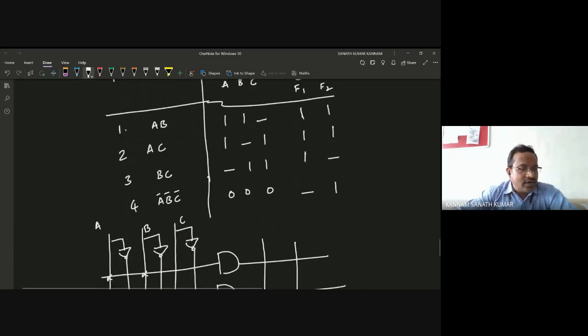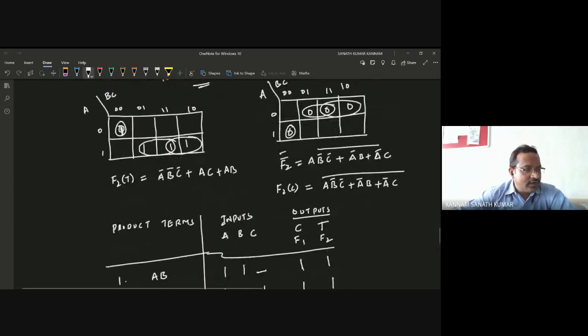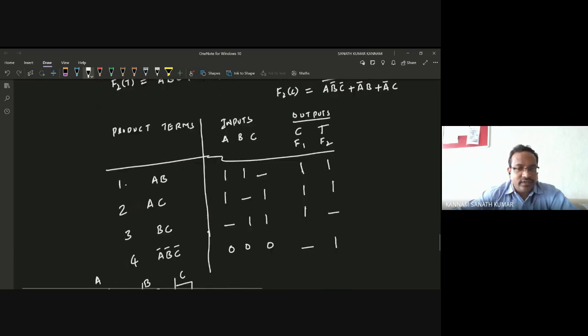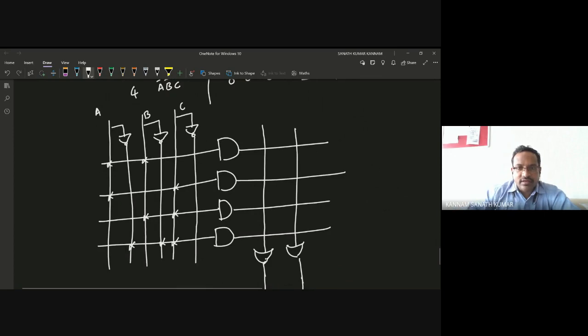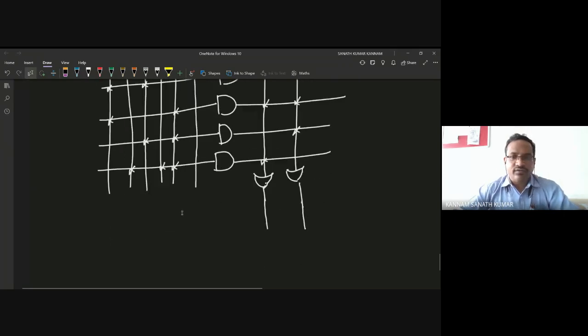So if you see the OR array, here if you see F1, F1 equal to AB plus AC plus A bar B bar C. Okay. And F2 equal to AB, AC. These are the common terms. Okay, and BC. So these are there in F1 and F2. Okay. So this is F1.